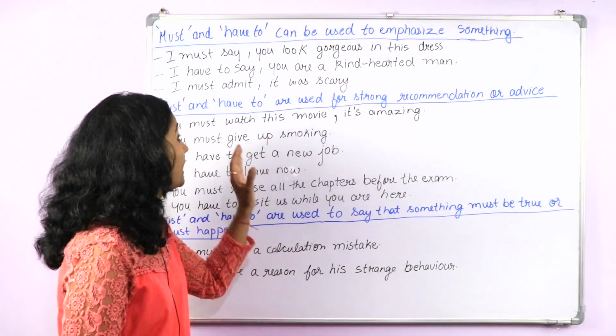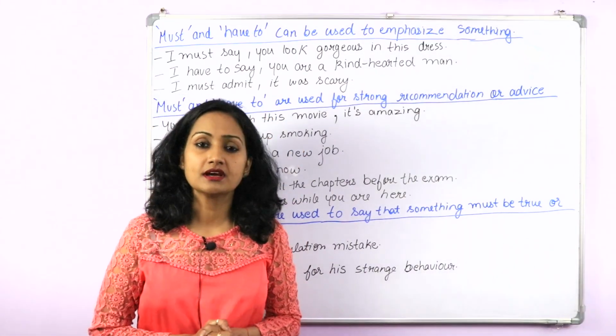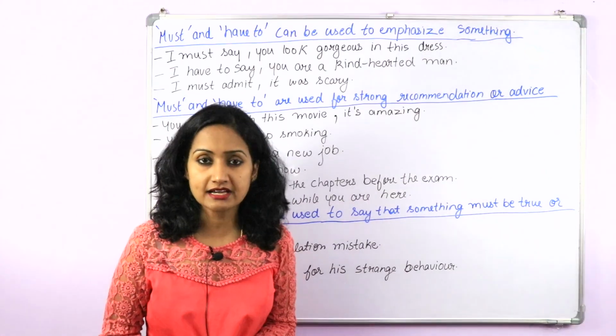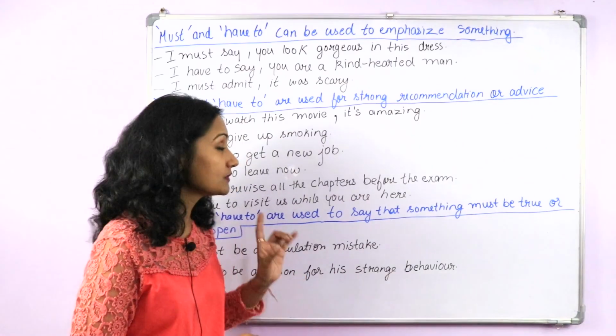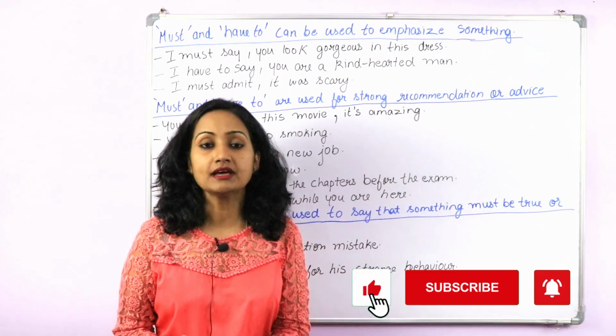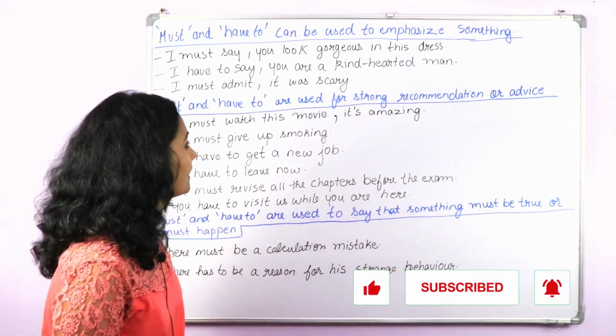For example, I must admit it was really scary. I must admit that I found you really nasty when I met you for the first time. So whenever there is a negative comment, we use "I must admit", and when you want to appreciate someone, then it's better to use "I must say" or "I have to say".